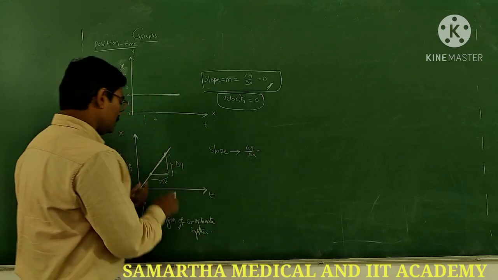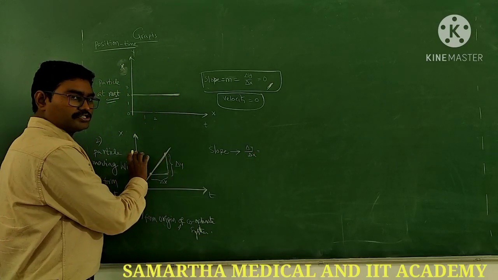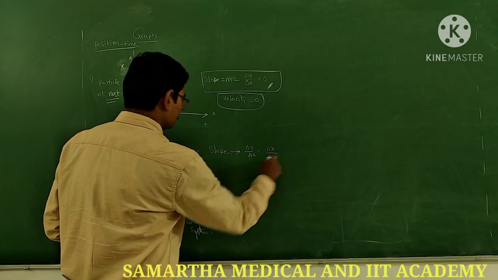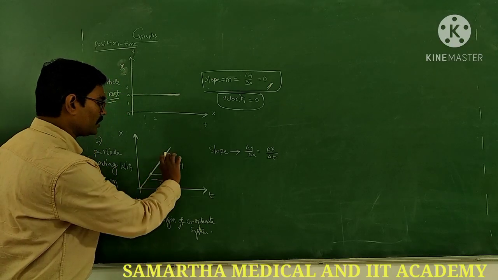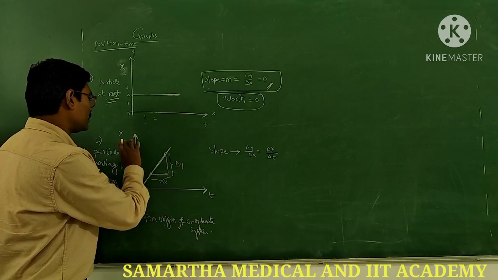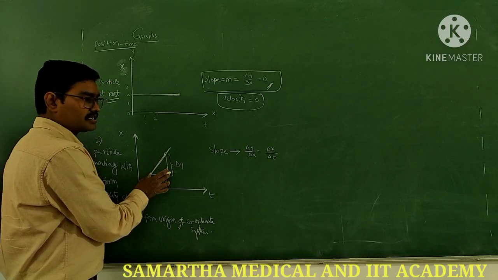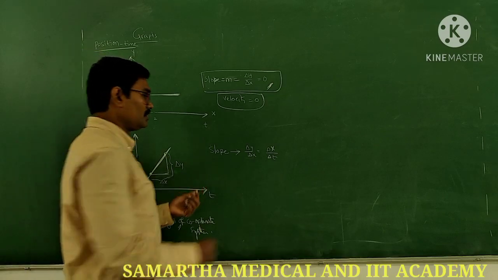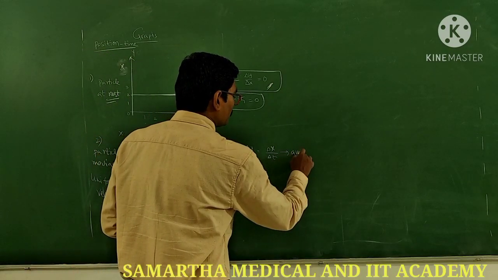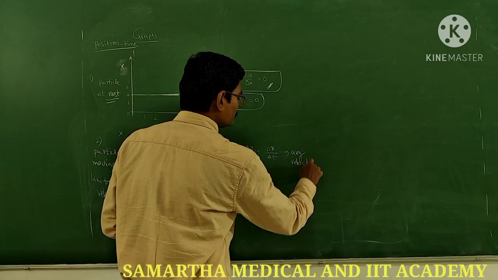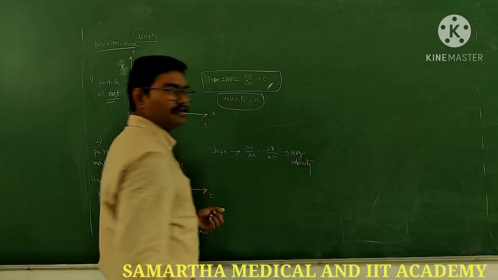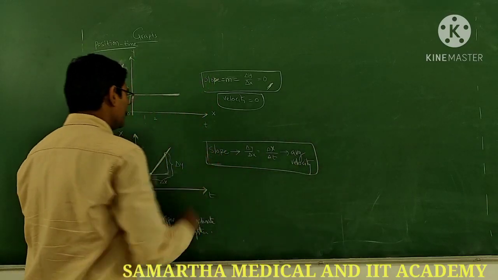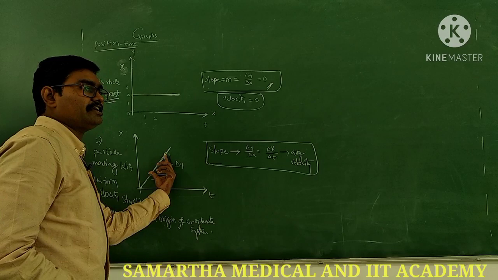So delta y is the change in position, delta x, and delta x by delta t. The y coordinate change is delta x, by the x coordinate change, which is delta t. What is this delta x by delta t? Average velocity. So the slope of this curve gives you average velocity, the slope on the chord between 2 points.